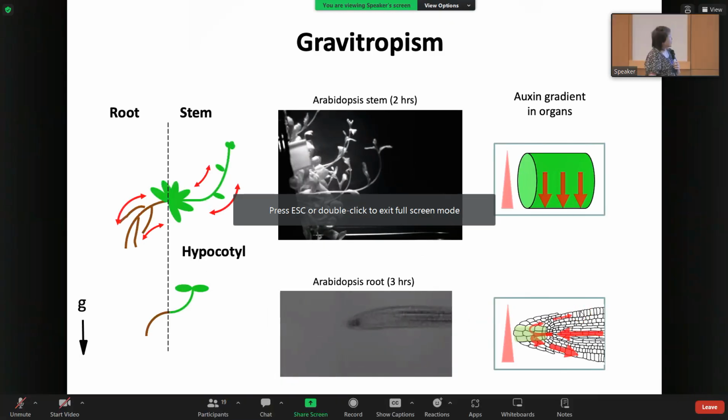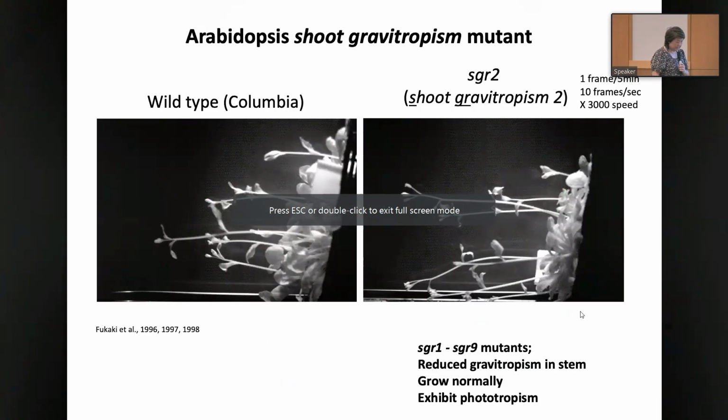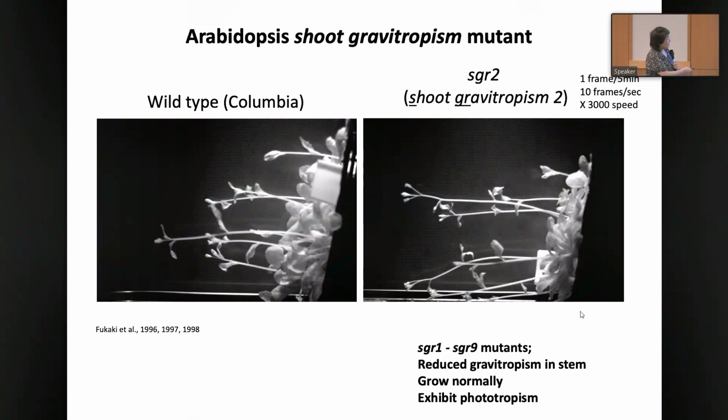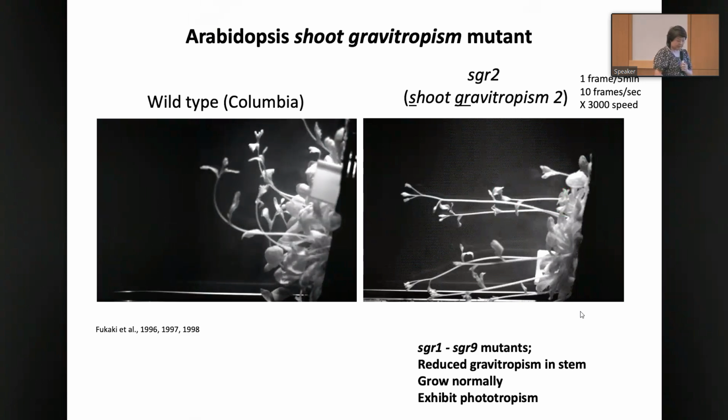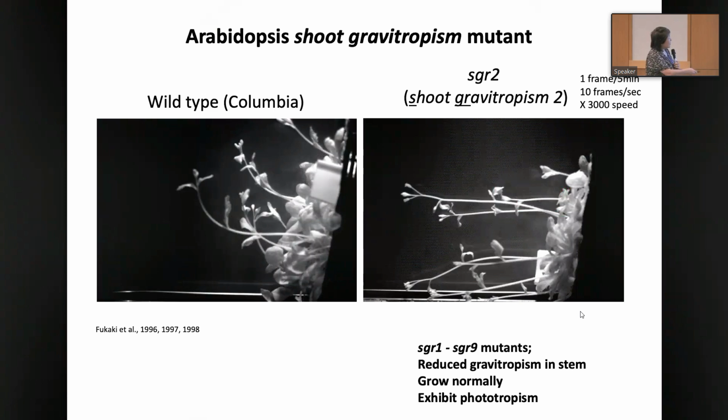gradient in the responding organs, leading to the differential growth. To elucidate a molecular mechanism of shoot gravitropism, Hidehiro Fukaki had isolated many shoot gravitropism mutants of Arabidopsis, like this SGR mutant, in Masao Tasaka's laboratory. This is one of the mutants.